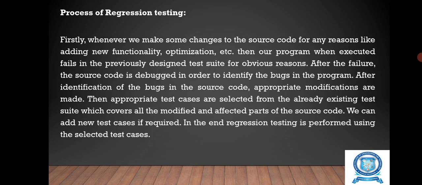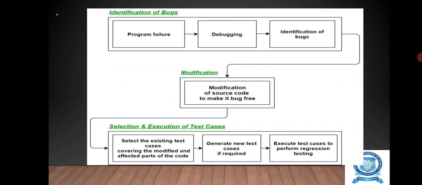Then appropriate test cases are selected from the already existing test suite, which covers all the modified and affected parts of the source code. We can add new test cases if required. In the end, regression testing is performed using the selected test cases. So this is a diagram which shows how to identify the bugs, how to modify and execute the test cases.